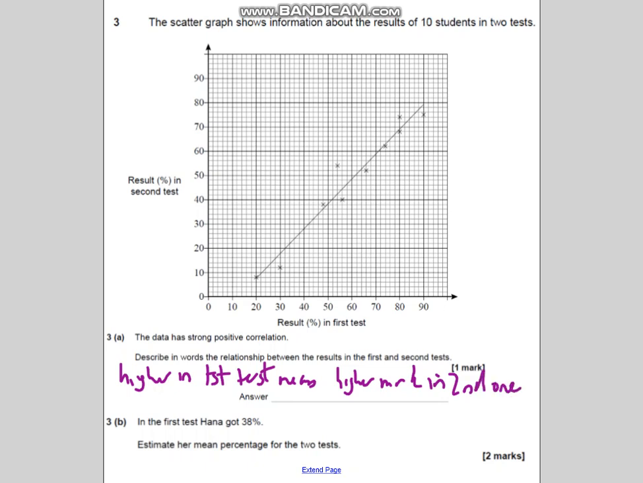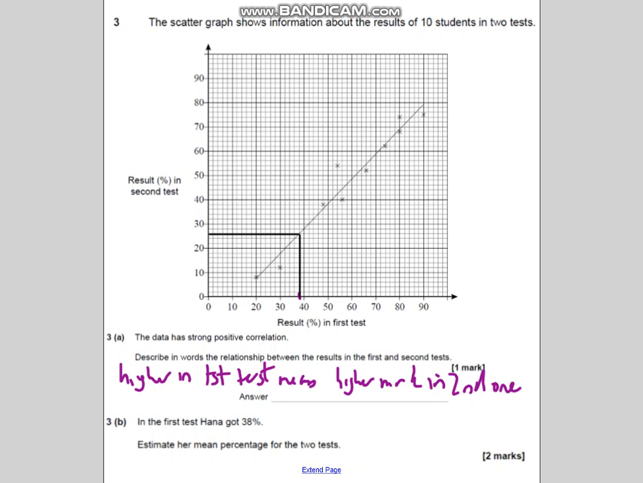In the first test, Hannah gets 38%. That's good for her. Find her mean percentage in the two tests. So we've got to work out what she would get in the second test first off. We've got 38 there, so let's take my ruler and we're going to go up to the line and across. We can see she's going to get 26 there.